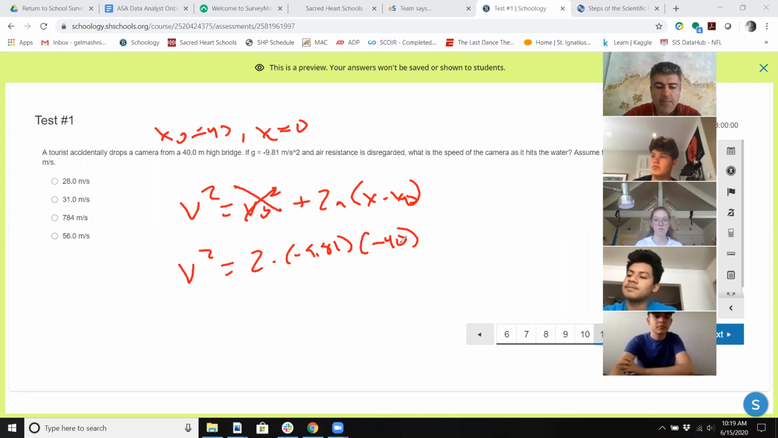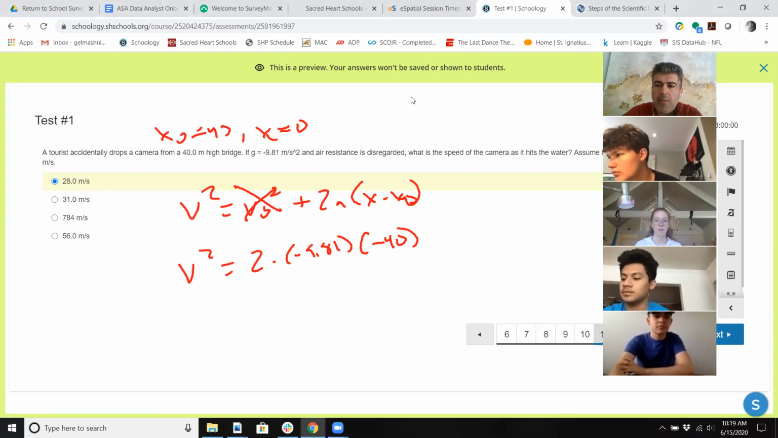When we do have all these different things happening, all these different directions, we have to understand what is positive or negative. 2 times 9.81 times 40, square root it, you should get about 28. So the answer is A for that one.